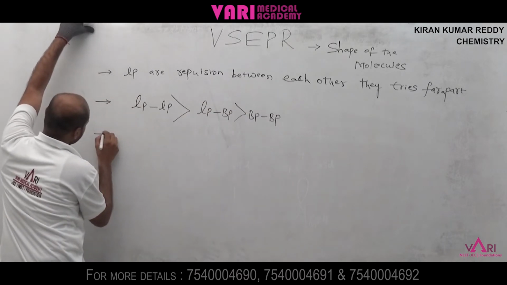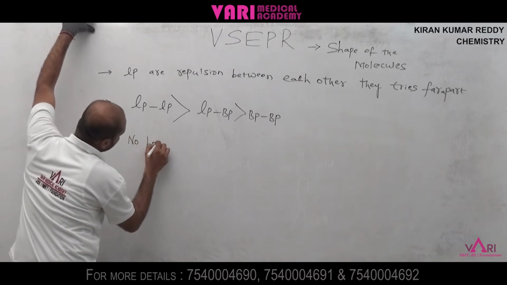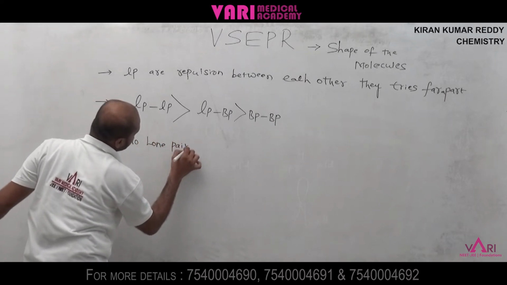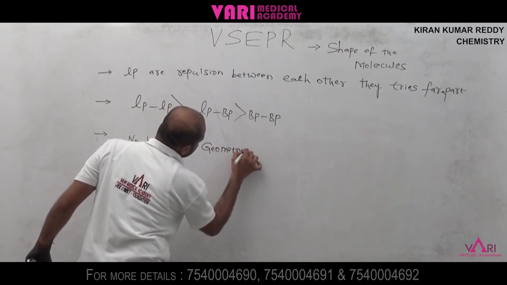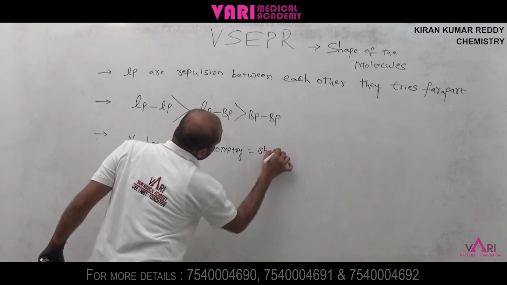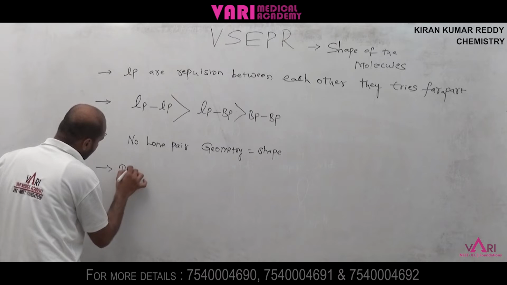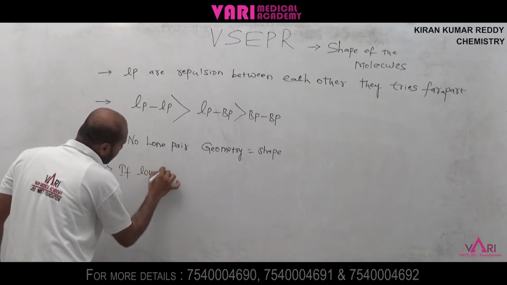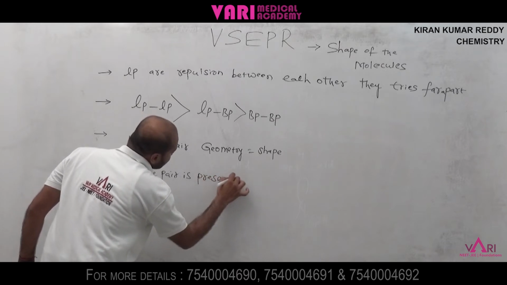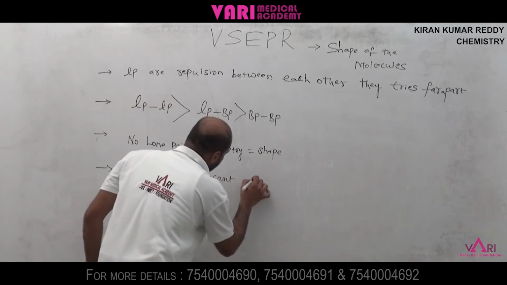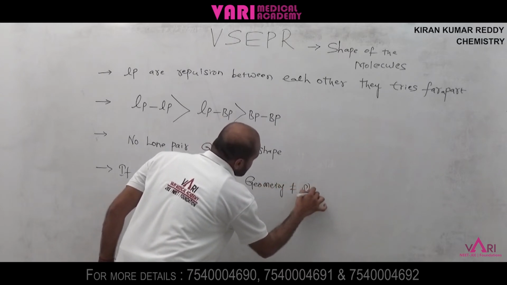Next one. Now, if no lone pair is present, that means geometry is equal to shape. If a lone pair is present, then geometry is not equal to shape.